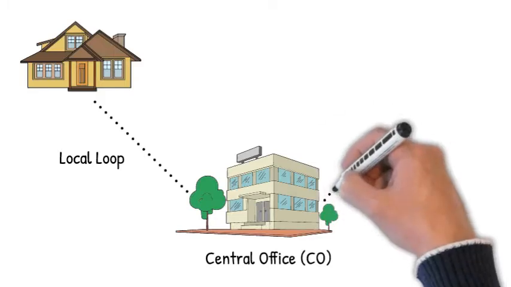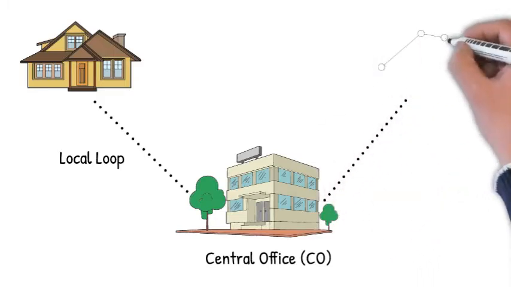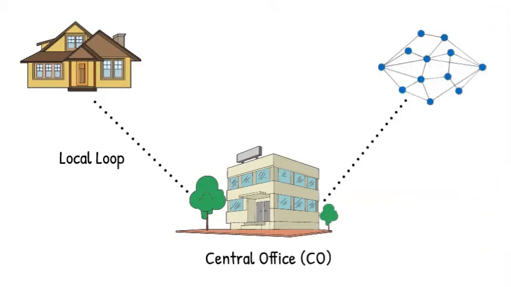The service provider then has a connection out to the long-haul backbone network. Now, this is their nationwide or worldwide network, and we refer to this as the toll network. So we're connected to the central office via the local loop. The central office then has a connection to the toll network, and the toll network is what carries our data from our site to a remote site.